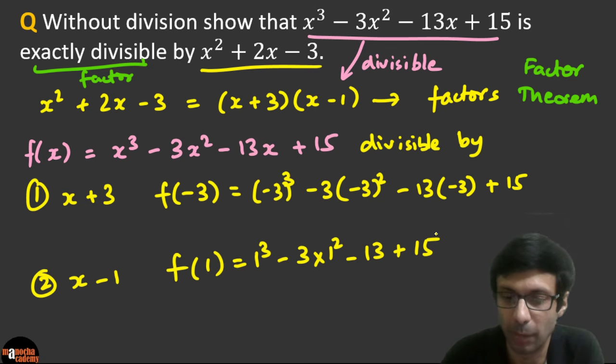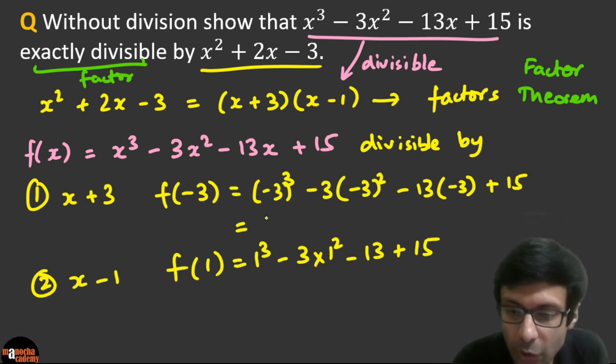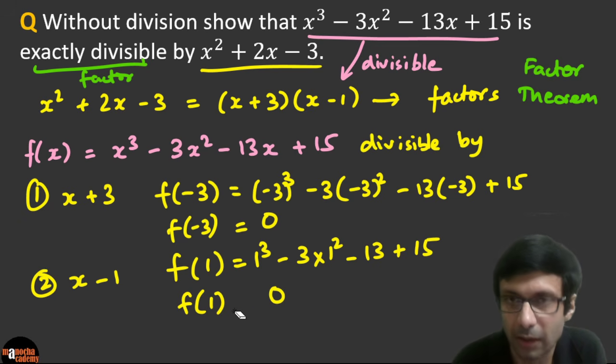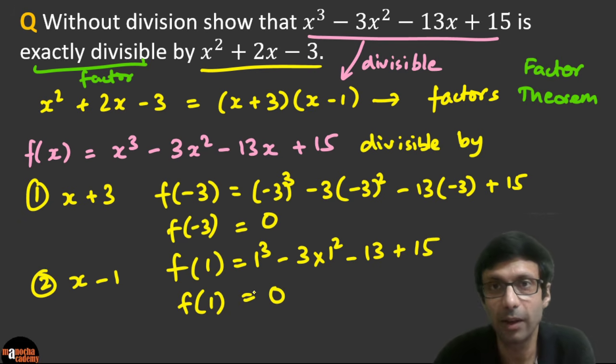In both these cases, you can go ahead and do the calculation. You will get f of minus 3 as 0 and f of 1 as 0. Go ahead and check that, right? And you'll get f of 1 as 0. Clear? So what is the trick we did here?